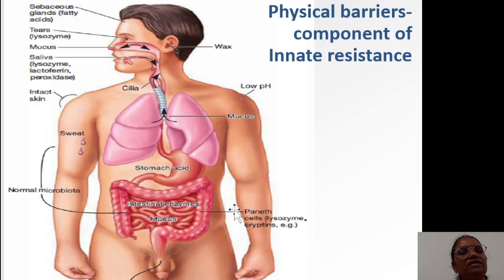Paneth cells are some of the important cells in the intestinal tract which secrete important antimicrobial substances like cryptdins and lysozyme. Further, they help in preventing microbial sustenance in this area. We also have defecation and urination, flushing activities which continuously remove organisms from our body.